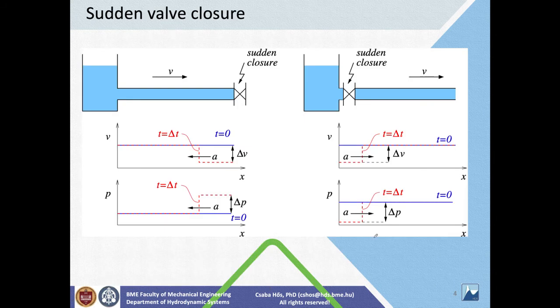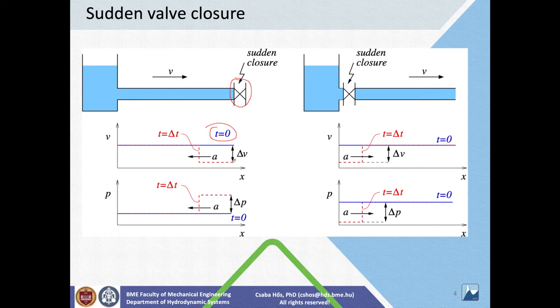Let's have a look at this figure, left-hand side. I have a reservoir, a tank, and a valve at the end of the pipe. On the right-hand side you see the same, but here the valve is located at the beginning of the pipe. In both cases, the flow velocity is v and it's steady. At t equals 0, the velocity is this value, the pressure is this value, and then I suddenly close this valve.